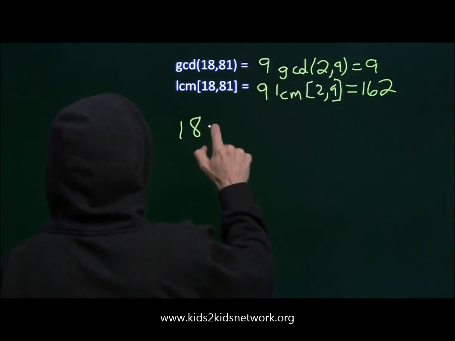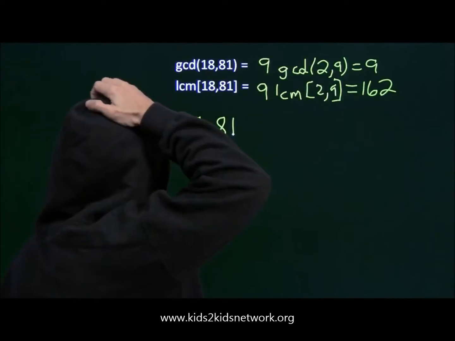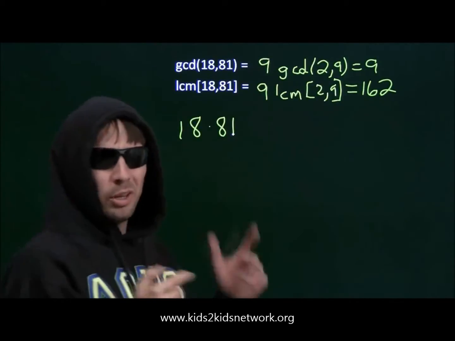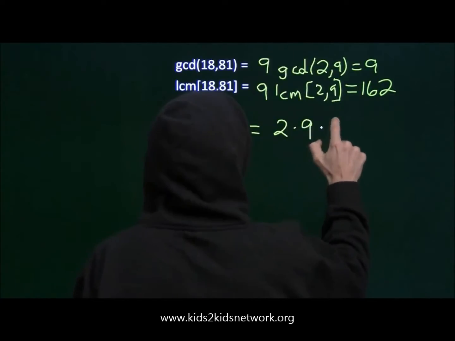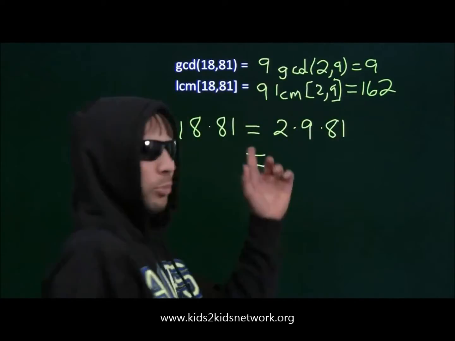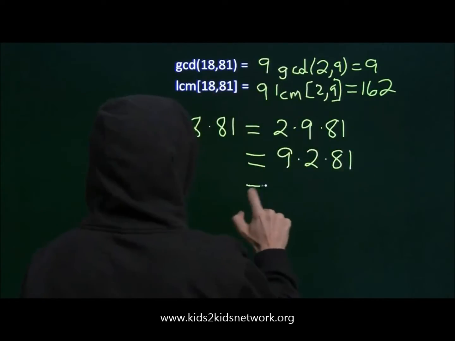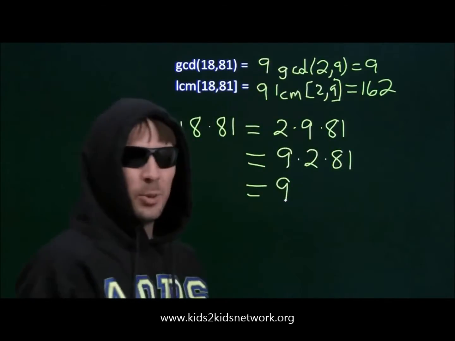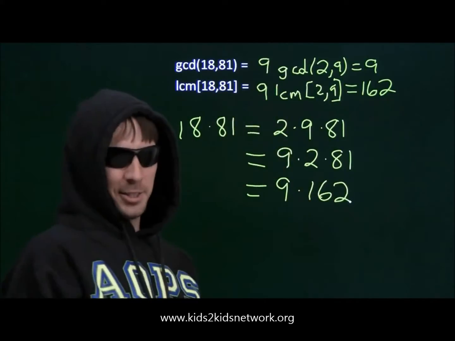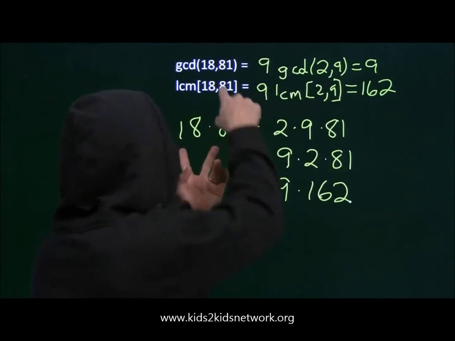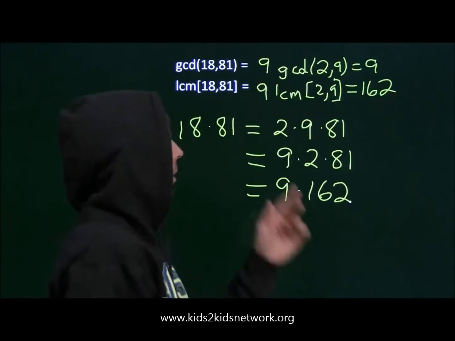All right, let's check it out. 18 times 81. That's too much to multiply. But you know what? I'm going to pull out a 2 here. I'm going to write this as 2 times 9 times 81. Actually, I'm going to go ahead and put this 2 with the 81. 9 times 2 times 81. 2 times 81, that's 162. See what I did there? I got a little sneaky. I didn't even bother multiplying them out, and I see that 18 times 81 is 9 times 162.